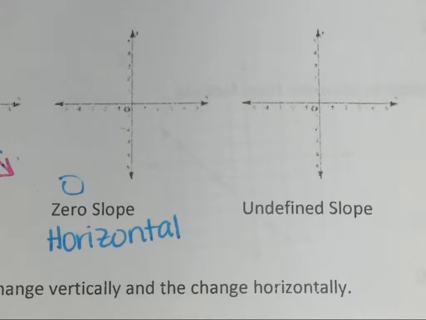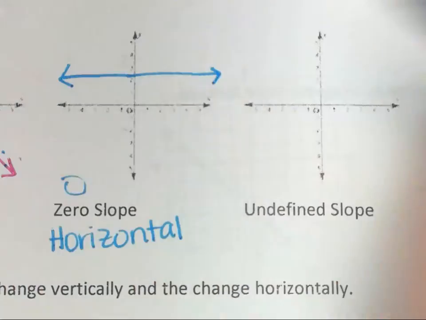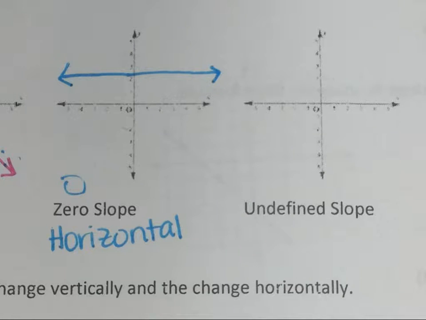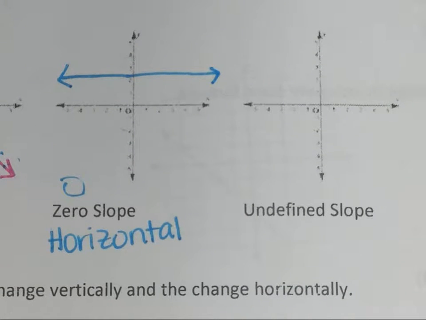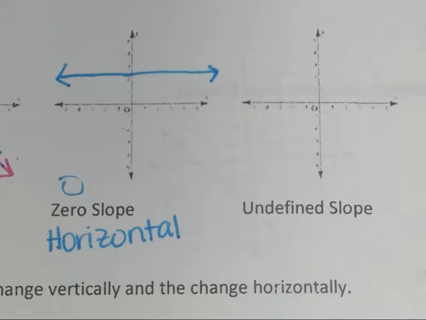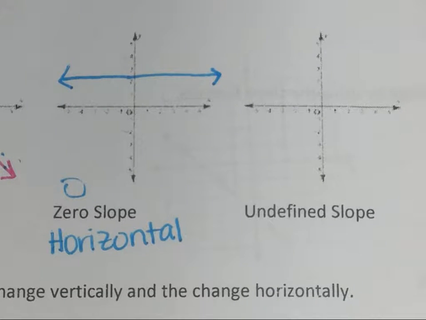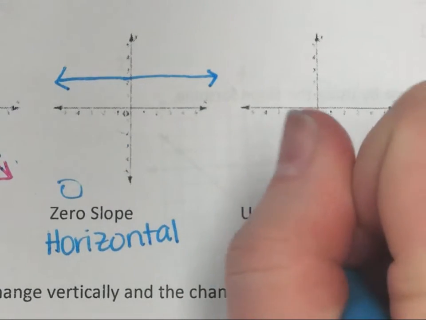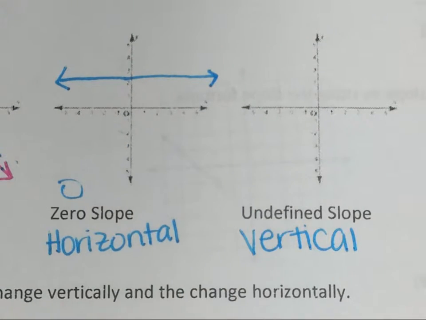That horizontal line can go anywhere on your graph, okay? It just has to go from left to right. Okay? So some people might have a line that looks very similar to mine, it's just in a different place, okay? Now, undefined slope is the opposite. What's the opposite of horizontal? Vertical.